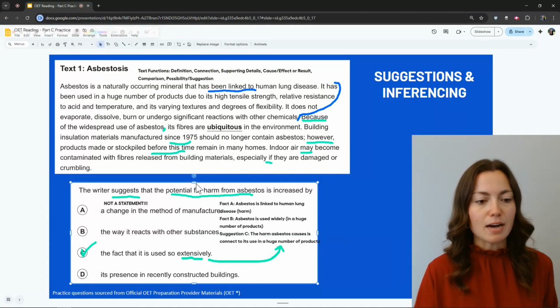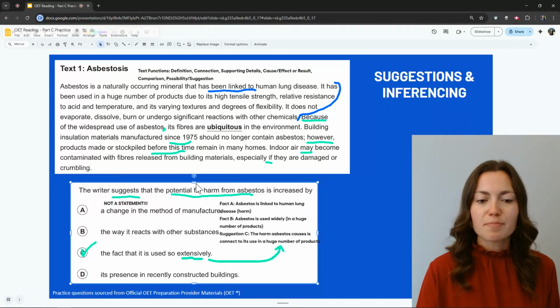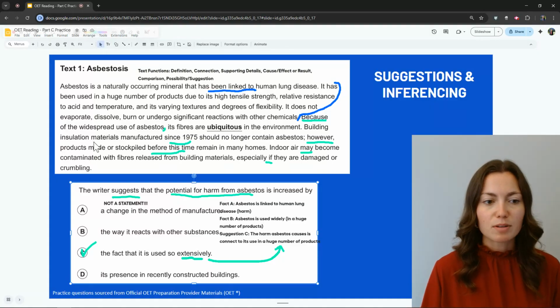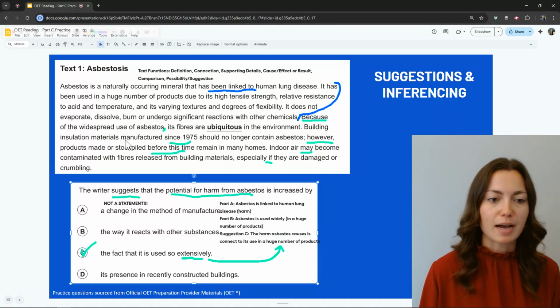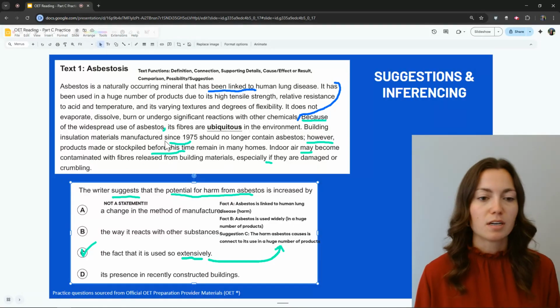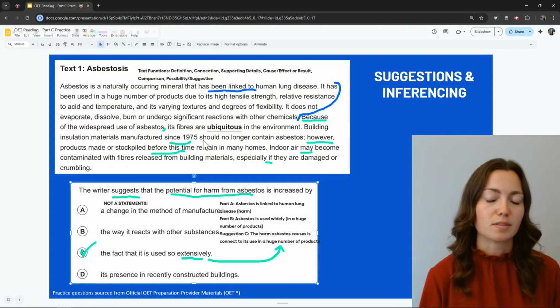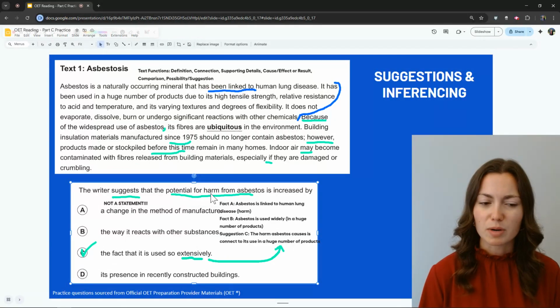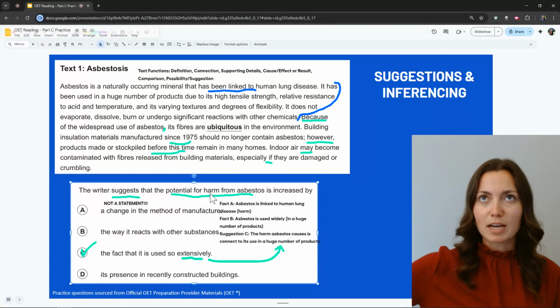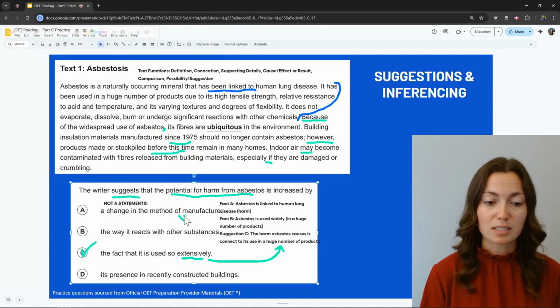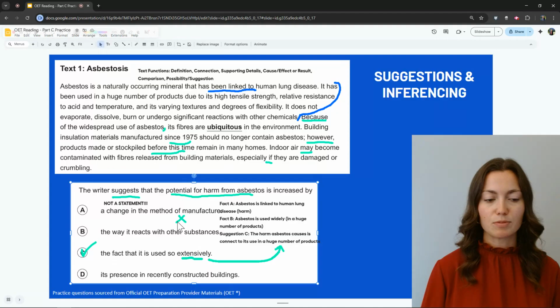Okay, now we have a change in the method of manufacture. So be careful there. We do have it mentioned the fact that they were manufactured since 1975 and now they shouldn't contain asbestos. But be careful about the harm part, right? So changing it so that we're not using asbestos should actually decrease the harm. So that's wrong because of the fact that change is positive.